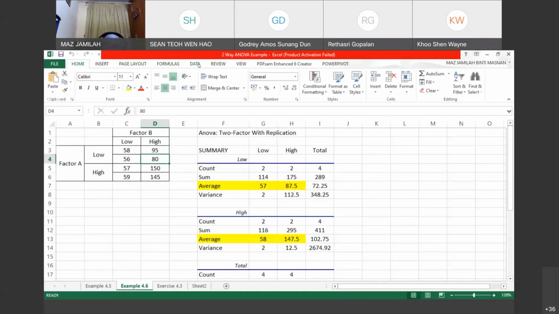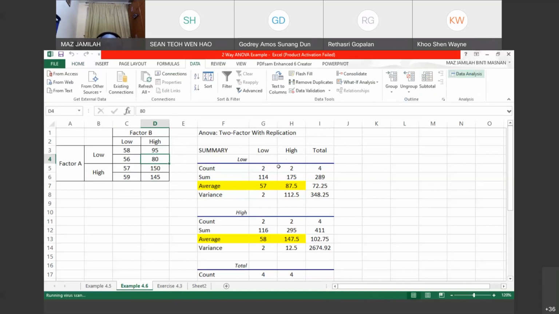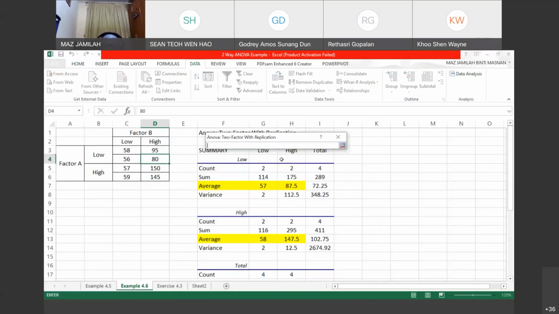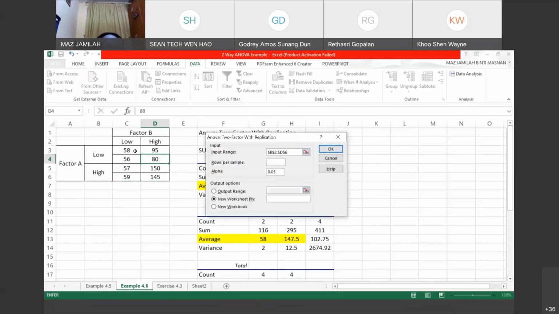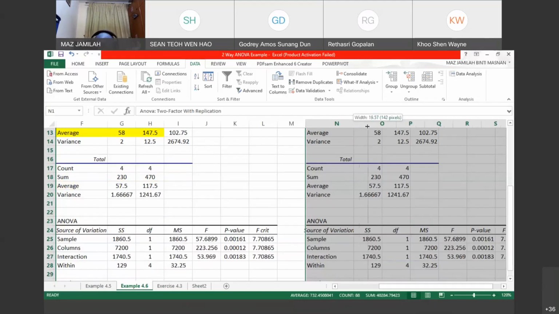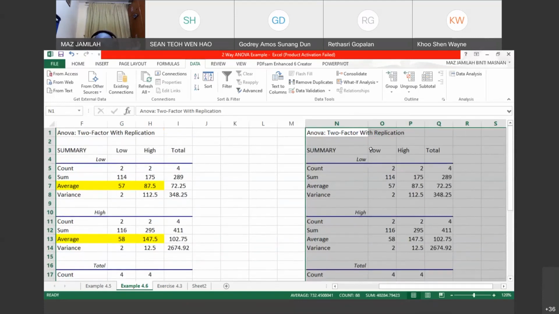Go to Data, go to Data Analysis, and then go to ANOVA: Two-Factor with Replication, and then choose the data. You can choose the data by including the low and high labels. Rows per sample, we have 2, so key in 2. The alpha is 0.05. Then I would like to have my output somewhere over here. Okay, you will see the result given in this particular form. You can enlarge the row and the column based on your need.